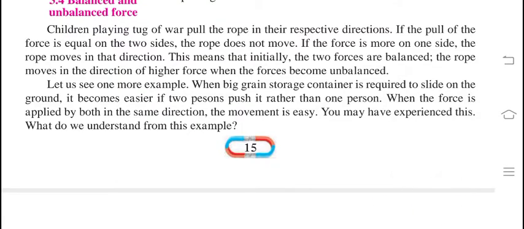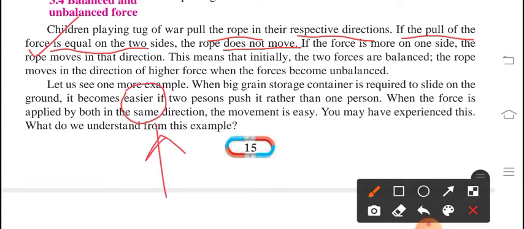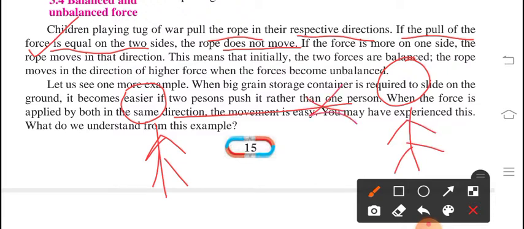Another very interesting example, which is related to your playing part. So let's go ahead with the example. Children playing tug of war pull the rope in their respective directions. If the pull of the force is equal on the two sides, the rope does not move. It means children are playing tug of war, and if they have equal force, then the rope does not move on any side.